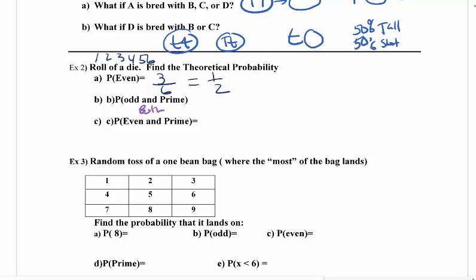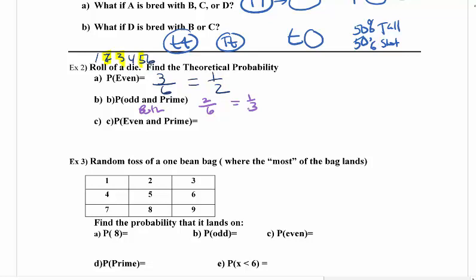Prime numbers are bigger than 1, and you can only factor them into 1 times itself. So 2 is prime, 3 is prime, and 5 is prime. And out of those 3 numbers that are prime, because I'm saying both have to happen, which ones are odd? So we have 6 possibilities, and the 3 and the 5 are the ones that work. So I have 2/6, which is 1/3.